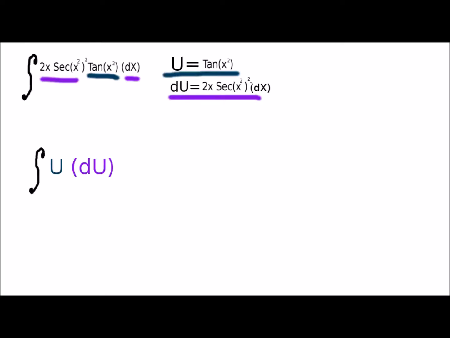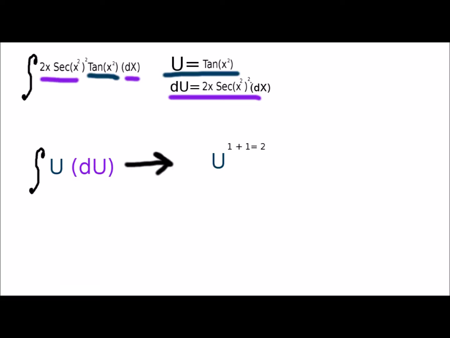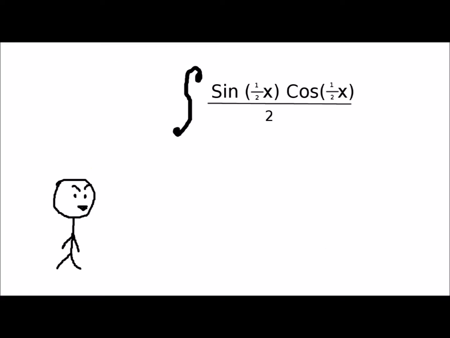We are left with du, and now we'll integrate for du. We follow the power rule by adding 1 to the exponent and dividing by what the exponent equals. Afterwards, we'll replace u with tangent of x squared. And we get this. Now I have another one.